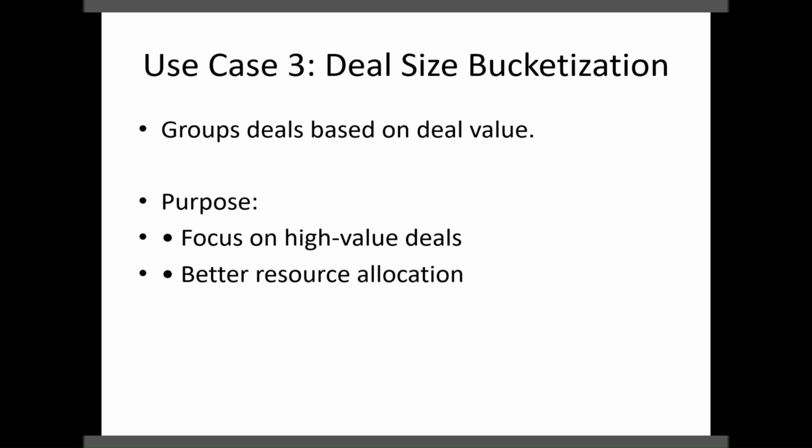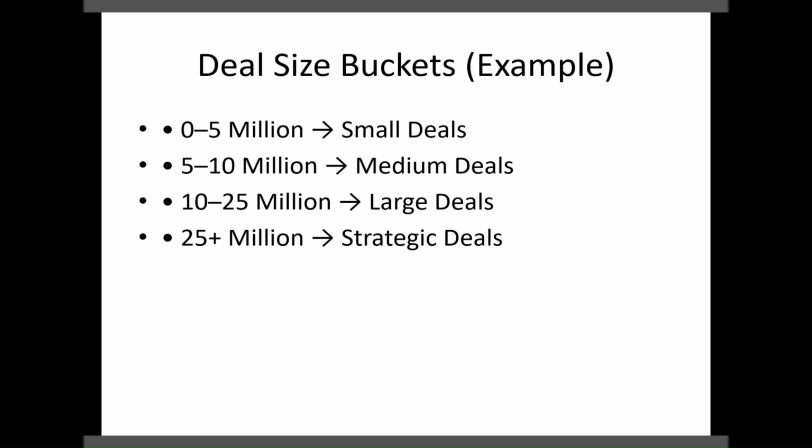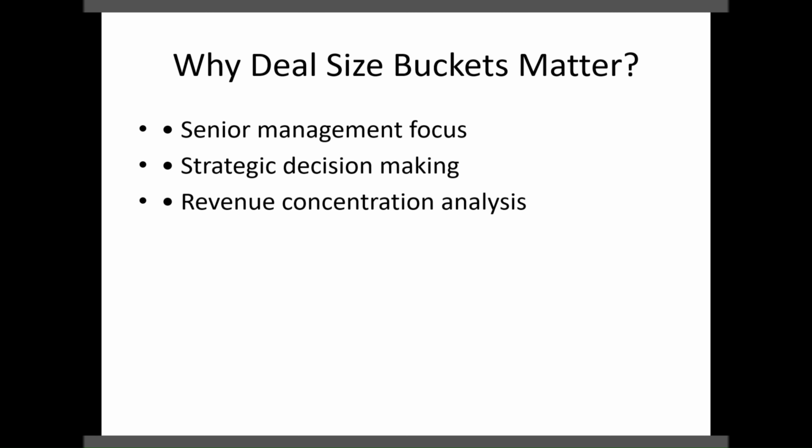Third use case is deal size bucketization. Here we group deals based on deal value. Purpose is to focus on high value deals and better resource allocation. Examples of the deal size buckets are 0 to 5 million, 5 to 10 million, 10 to 25 million, 25 plus million. Why deal size buckets matter: senior management focus, strategic decision making, revenue concentration analysis.